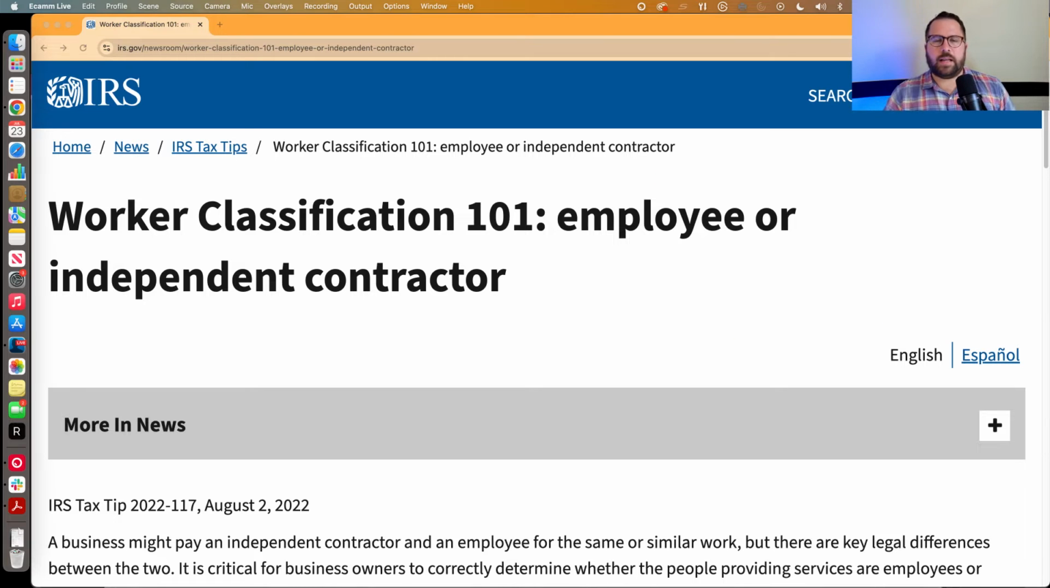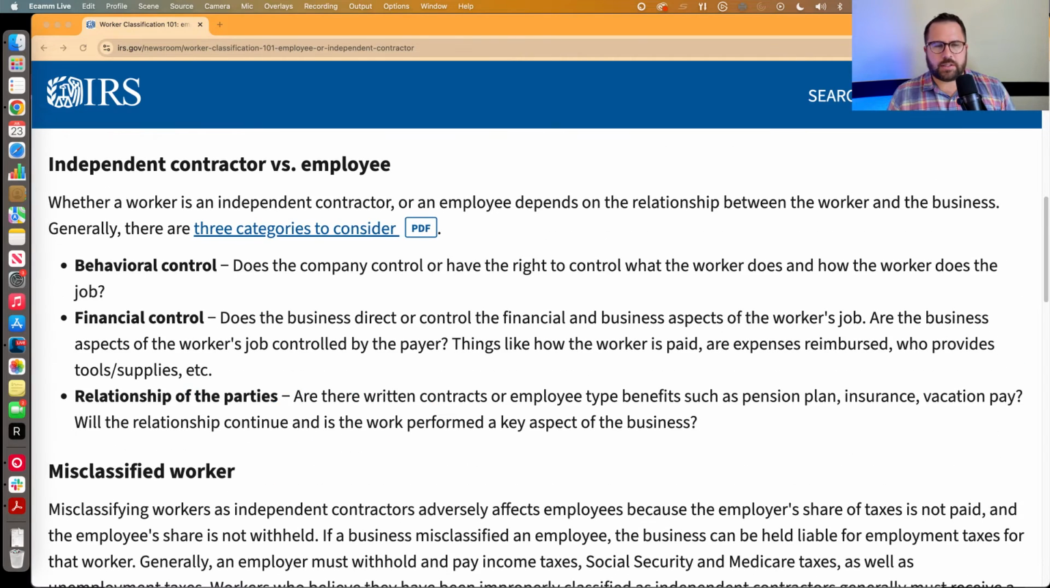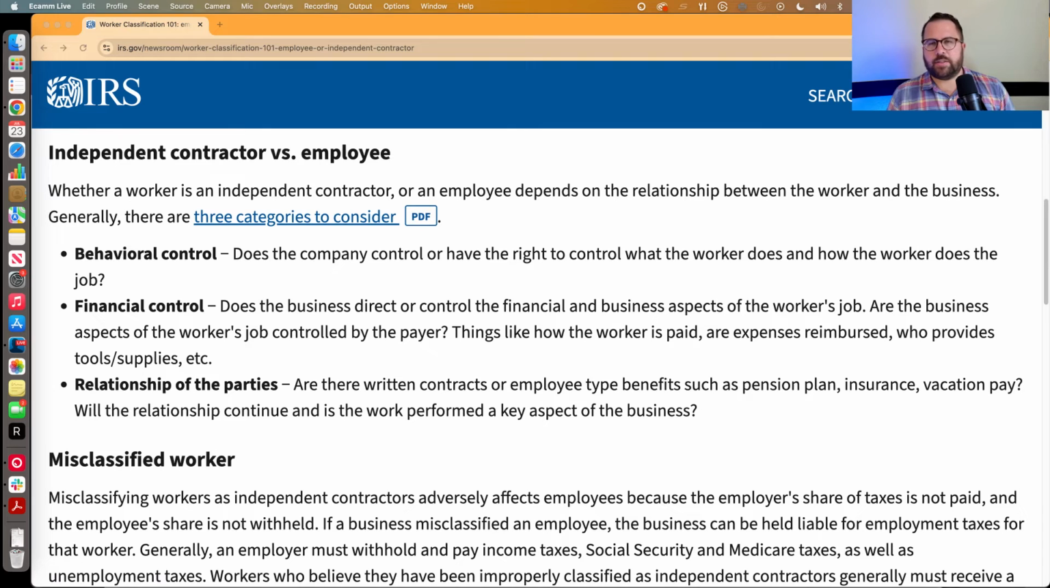He's paying a couple people pretty consistently every week the same amount of money. Okay, that seems employer-ish, right? And it's more complicated than merely, well, did this individual get like a regular paycheck from the business, right? I mean, there's other factors to consider, and there's three major categories of factors.